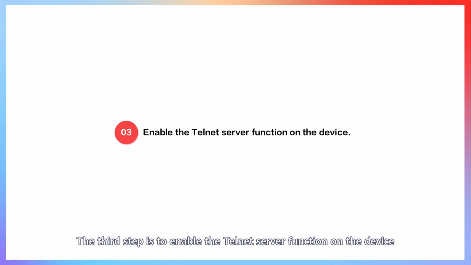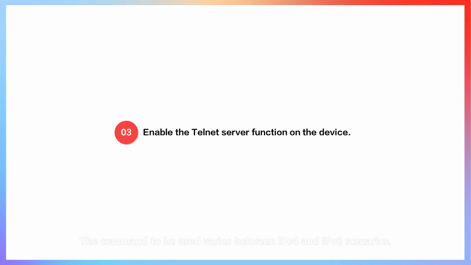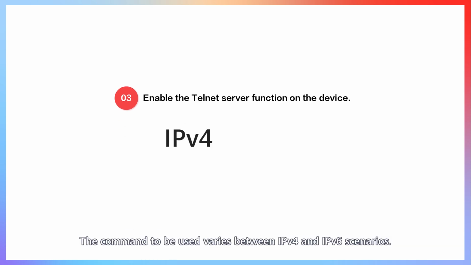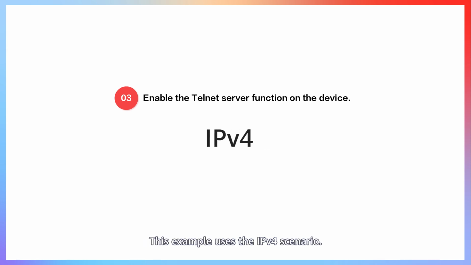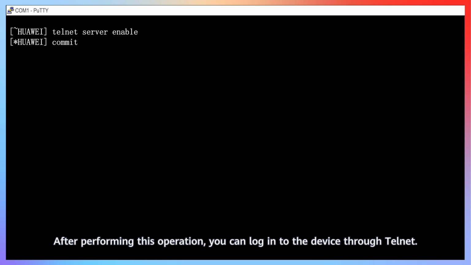The third step is to enable the Telnet server function on the device so that you can remotely log in to the device through Telnet. The command to be used varies between IPv4 and IPv6 scenarios. This example uses the IPv4 scenario. After performing this operation, you can log in to the device through Telnet.